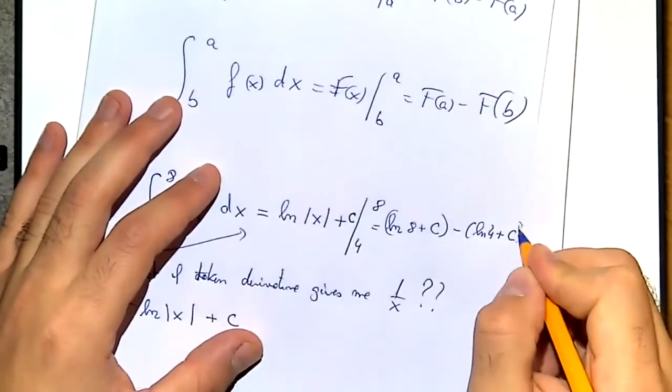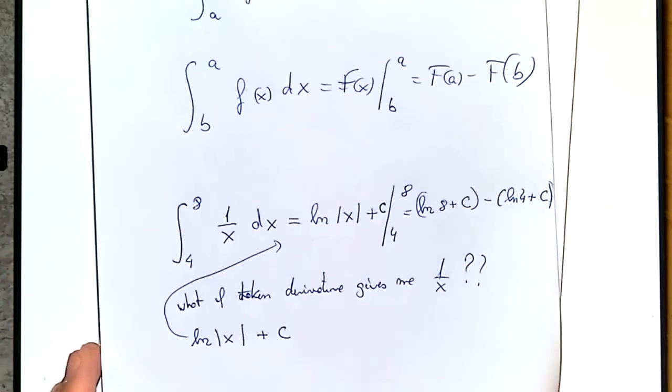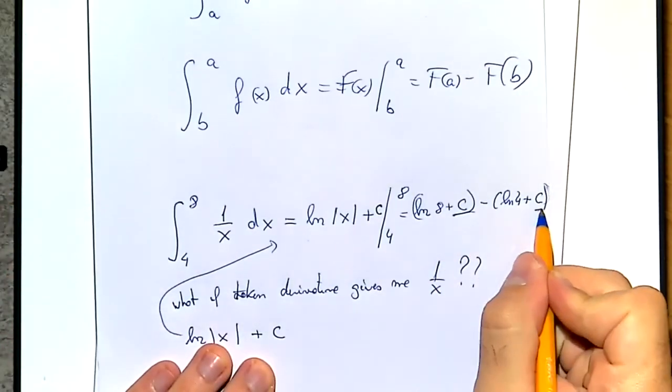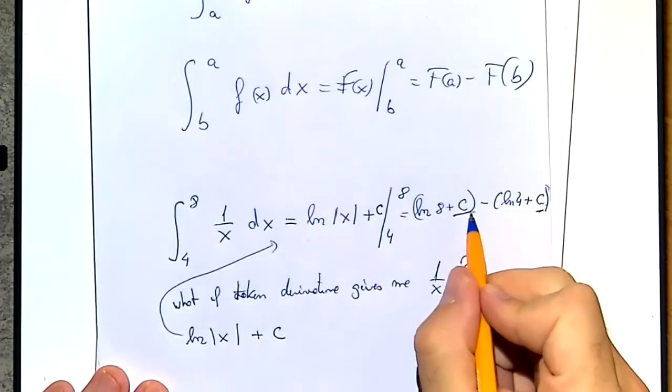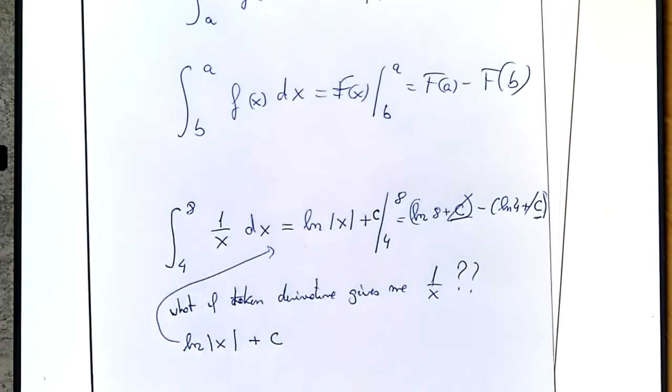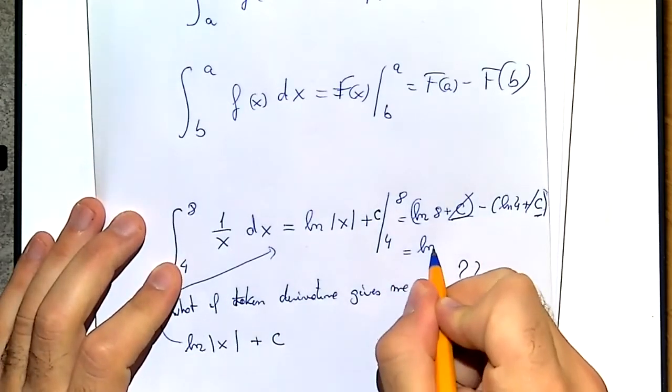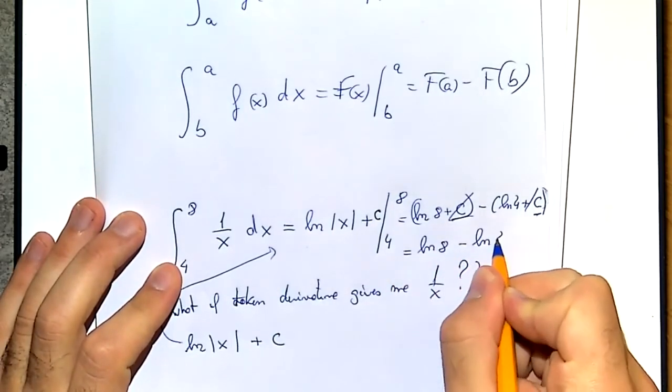When we write this, the c is the same in this case because it's the same function. I'm fixing the function and I'm going between 4 and 8. And it doesn't matter because the whole idea is this c goes away. It just disappears. When talking about definite integrals, there's no constant. It goes away. So my answer is just log of 8 minus log of 4.